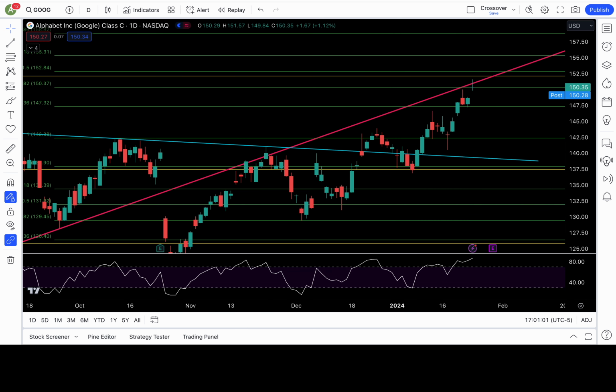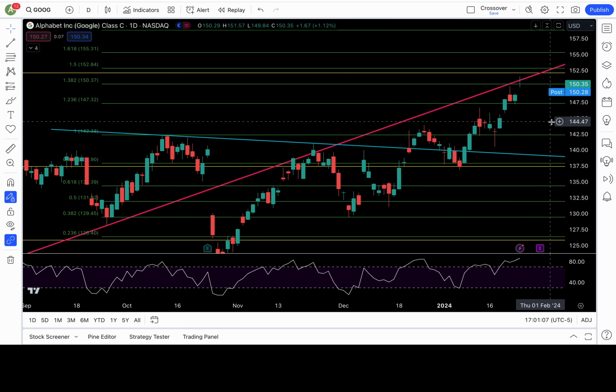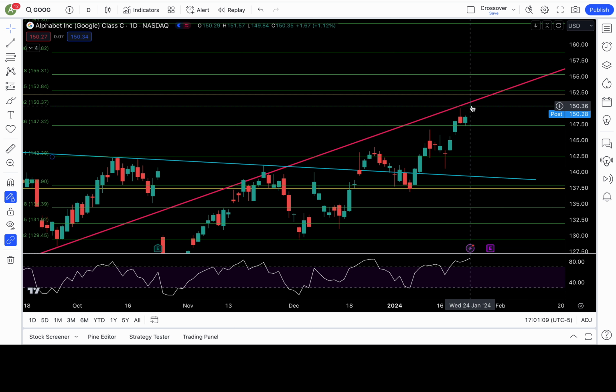Okay, Google. It closed right at my Fibonacci extension level, which was at 150.3-ish. Okay, so that's the equilibrium level as well. If price is above it, bullish, 151.5 and 153 must clear to show follow through. If below it, that's bearish, but I have support.